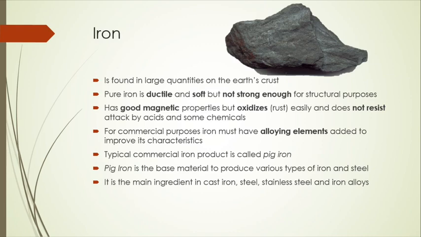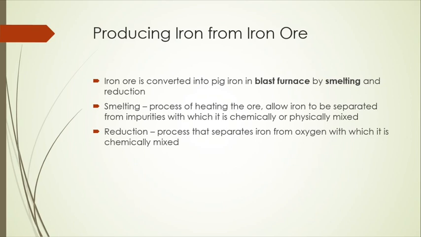So how do we produce iron from iron ore? Iron ore is converted into pig iron in a blast furnace. This is the equipment, the factory, which is the blast furnace. The blast furnace is used to produce iron from iron ore by the method of smelting and reduction.